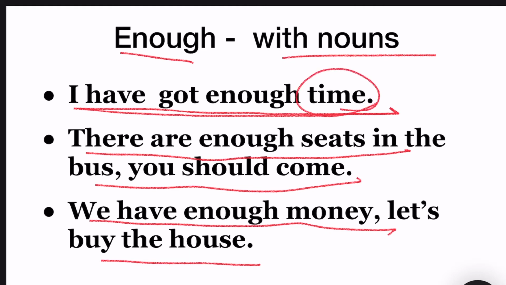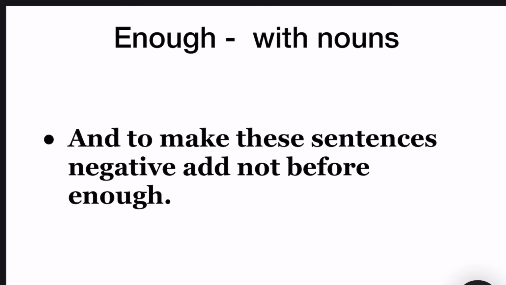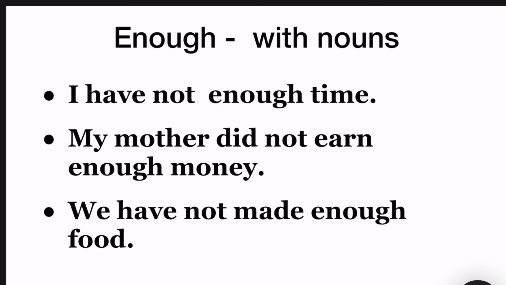Here, time is a noun and we have used enough before the noun time. In the second sentence, seats are the nouns and we have used enough before the noun seats. Here in the last sentence, money is a noun and we have used enough before the noun money. And to make these sentences negative, add not before enough. If you want to make these sentences negative, you have to add not before enough.